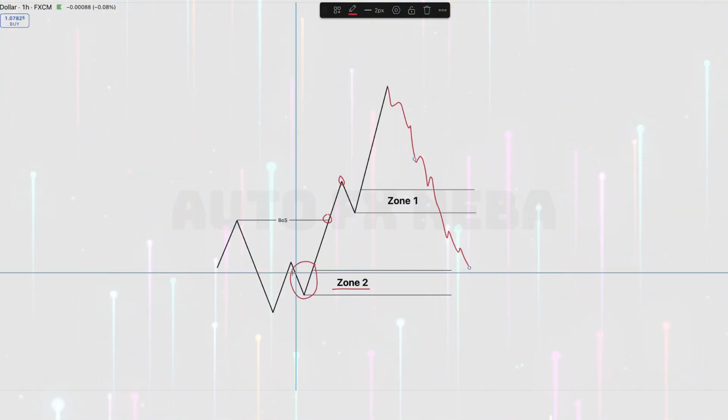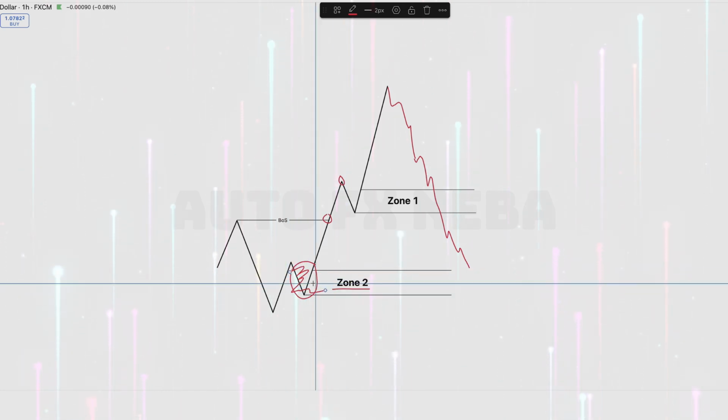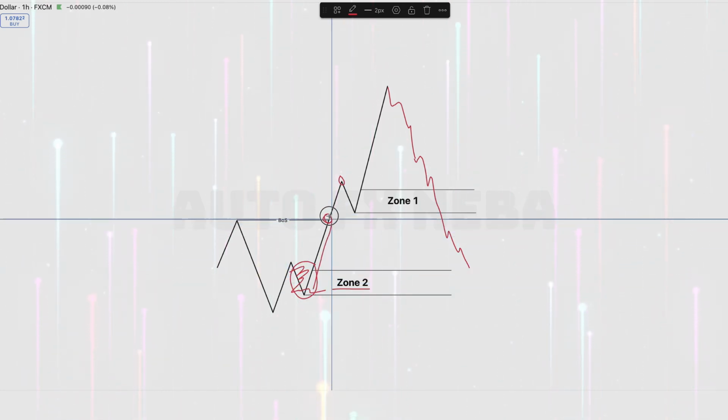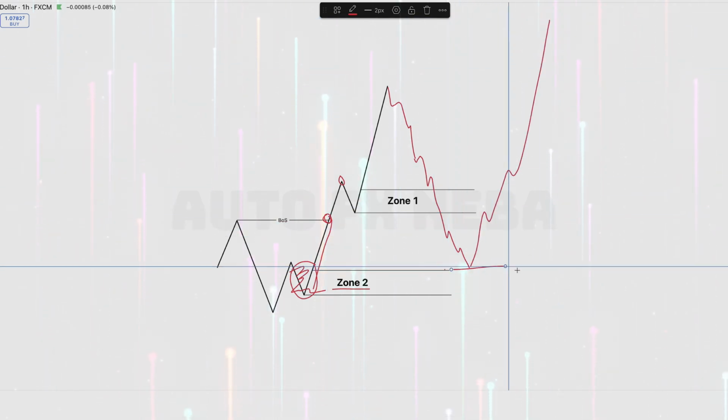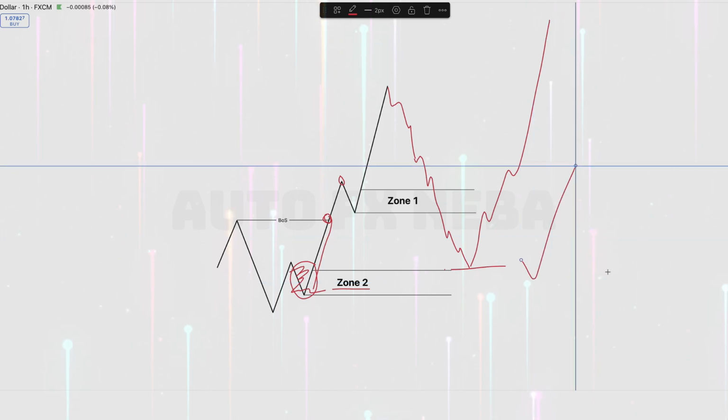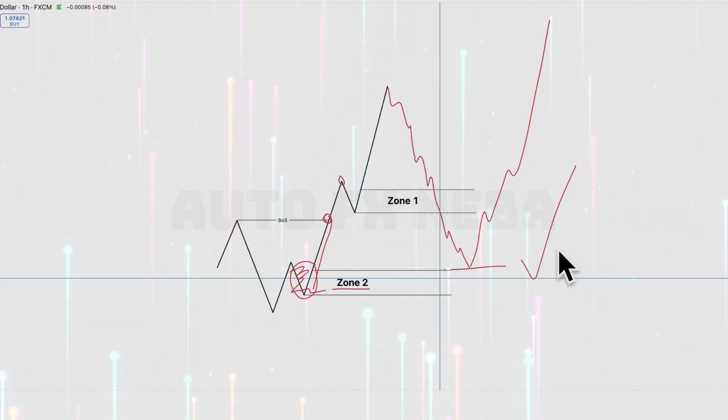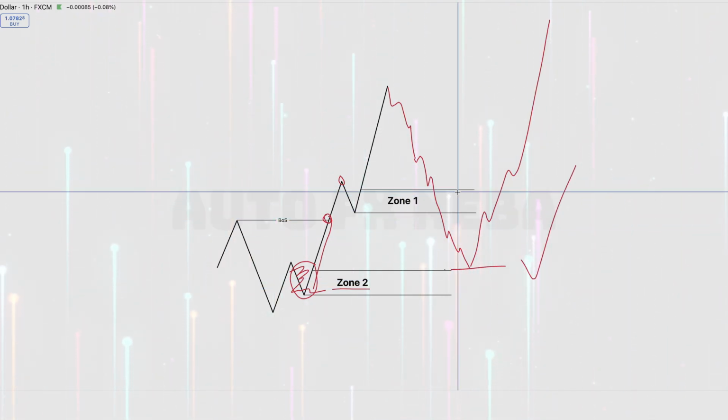So if we know that this is a considerable area of strength, indicated by the fact that it broke structure, we know that it's quite likely the market will come back into here, and therefore it's probably best for us to actually look at this point for our buying opportunities instead of zone 1.